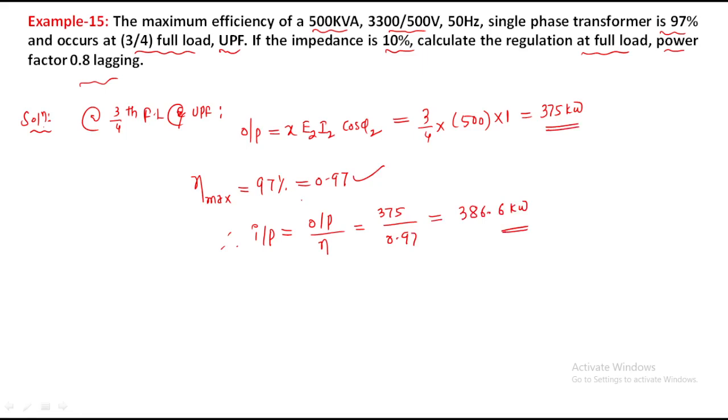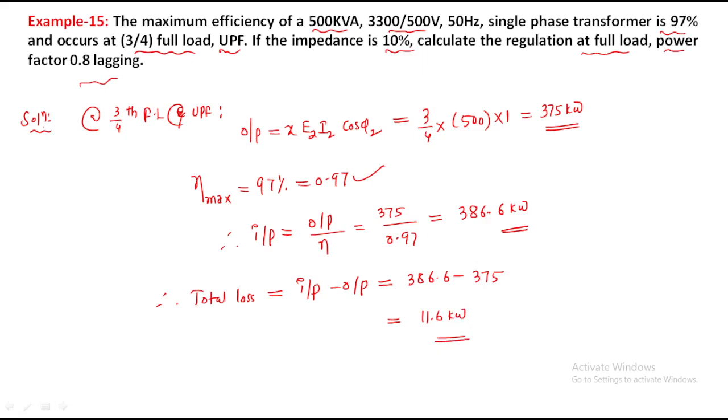So this loss is equally divided between iron and copper losses. So total losses we have to calculate now. Total loss should be equal to input minus output, right? Input is what? 386.6 minus output, which is 375. What is the answer? 11.6 kilowatts.